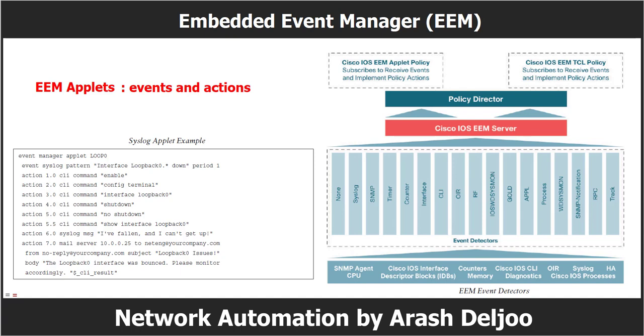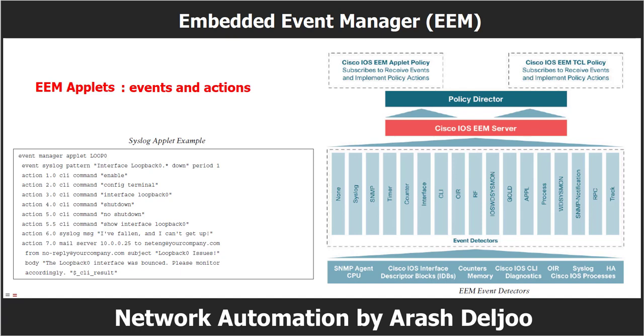Also, remember to include the enable and configure terminal commands at the beginning of the actions within an applet. This is necessary as the applet assumes the user is in user exec mode, not privileged exec or config mode. In addition, if AAA command authorization is being used, it is important to include the event manager session cli username command. Otherwise, the CLI commands in the applet will fail.